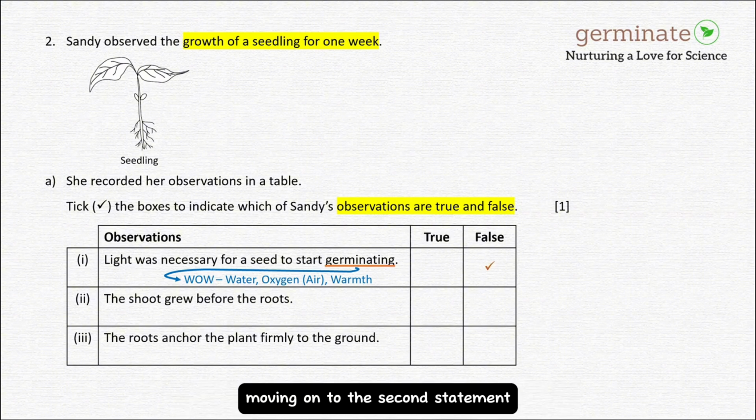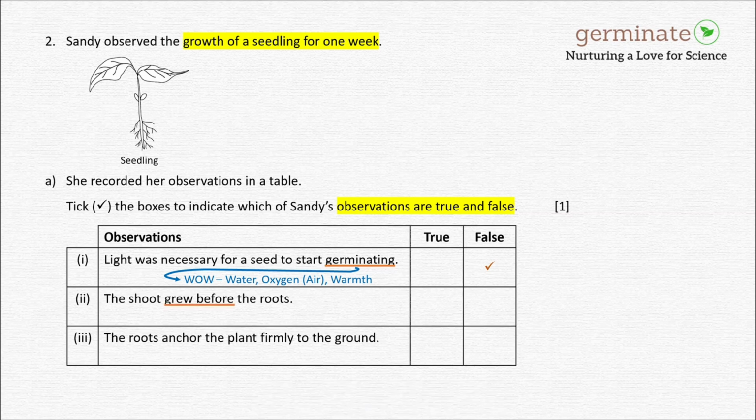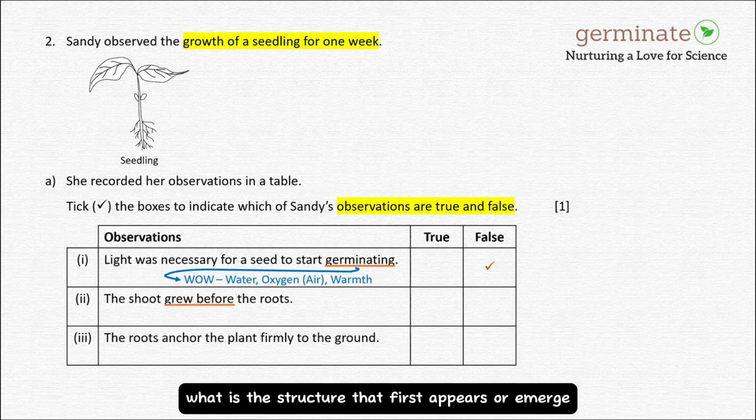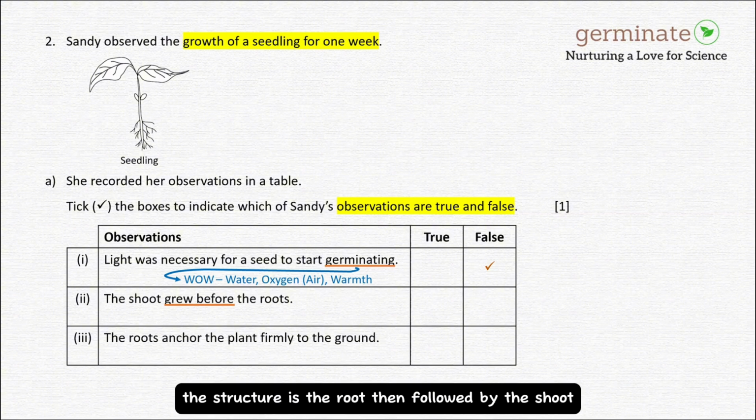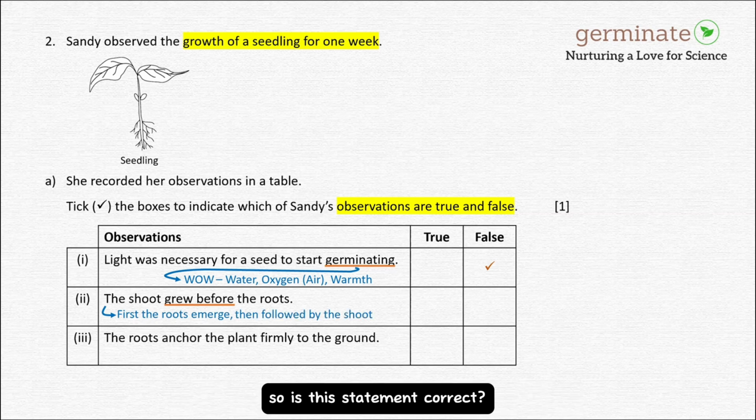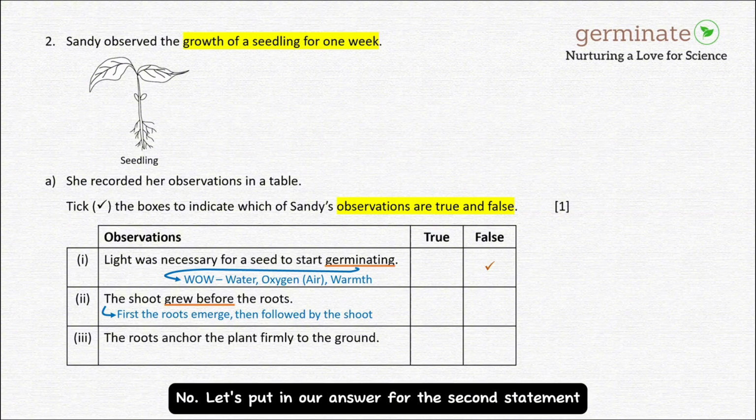Moving on to the second statement. The shoot grew before the roots. Can you recall what is the structure that first appears or emerge when the seeds germinate? That structure is the root, then followed by the shoot. So is this statement correct? No. Let's put in our answer for the second statement.